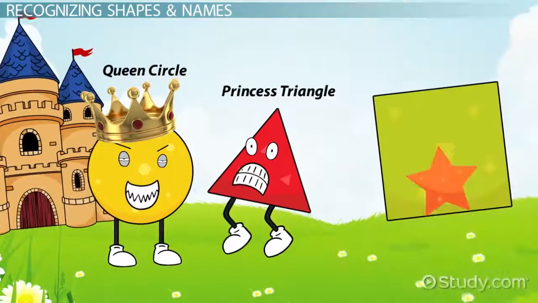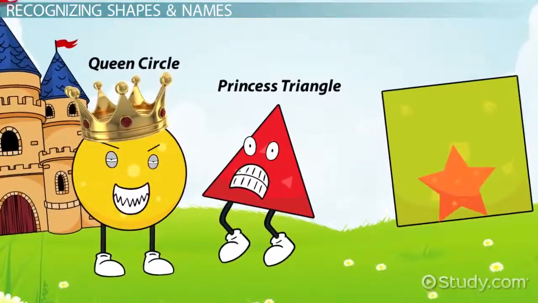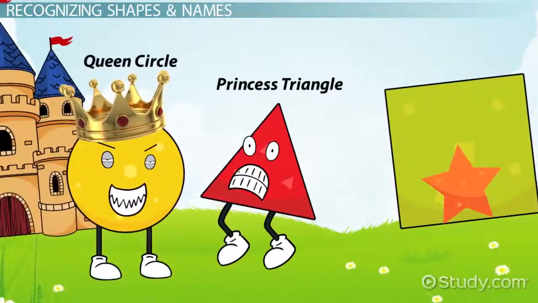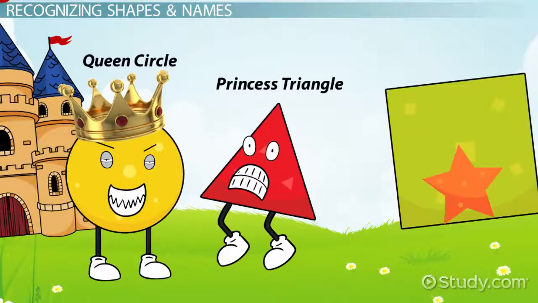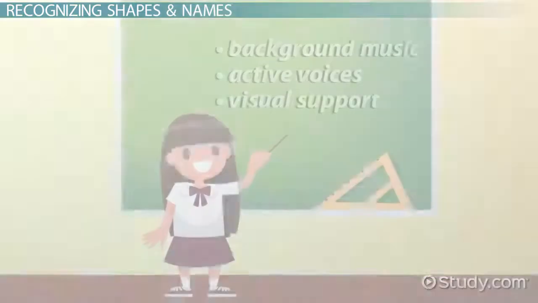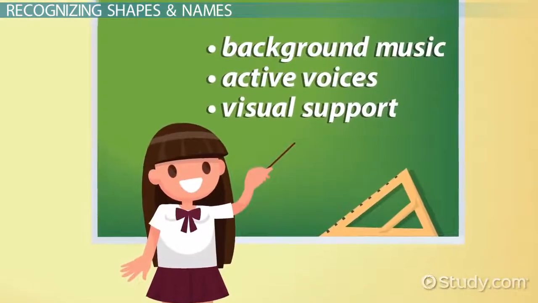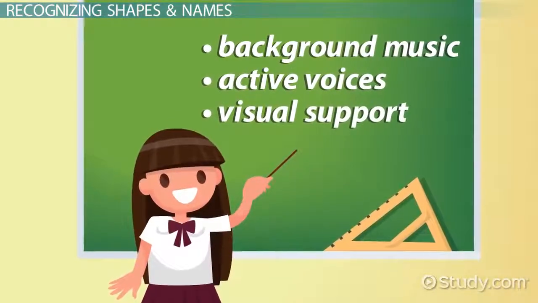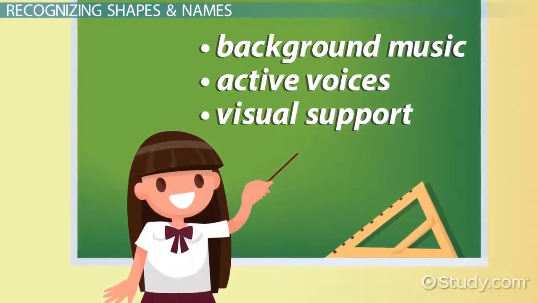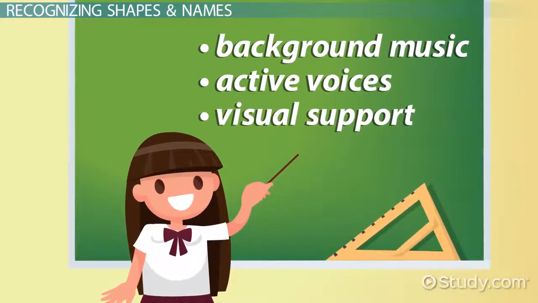You can tell the tale of how Queen Circle captured the poor Princess Triangle and imprisoned her in the large square with a small star-shaped door that only a star prince can go through. It can be pretty useful to have and use appropriate background music, active voices, and visual support by way of large drawn, labeled, and colored images for the set and for each of the actors and actresses to wear.